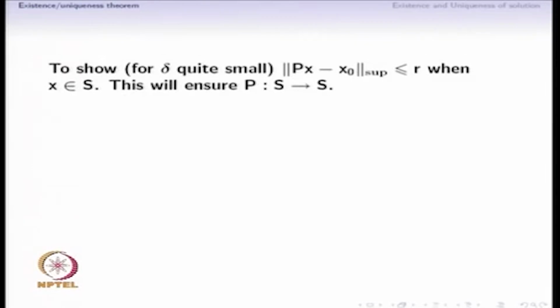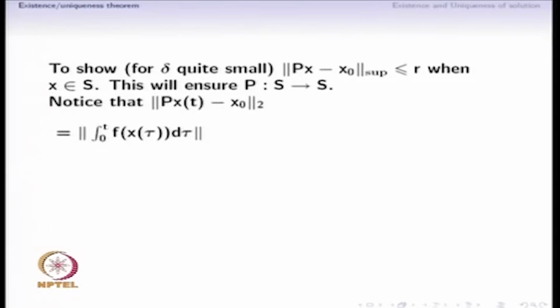The first part of the statement was to show that for delta quite small, the sup norm of Px minus x naught is less than or equal to r when x is in S. This inequality will imply that P takes an element x in capital S and gives you a function which is also in capital S. Why? Because the distance of P of x from the constant function x naught in the sup norm is at most r. If we show this, this will ensure that P is a map from S to S.